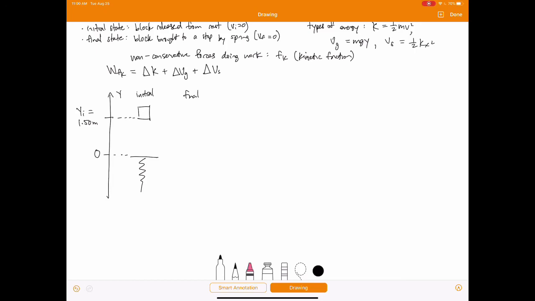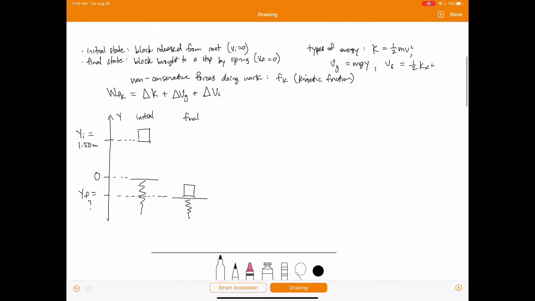Okay, what does the final state look like? The block is on top of the spring and the spring is compressed. We want to know how much it's compressed by, so we should figure out what y final is. We don't know what y final is, but we'll solve for it in this problem. Okay, so now we have four different terms in our energy equation. Our job is going to be to figure out an expression for each one.